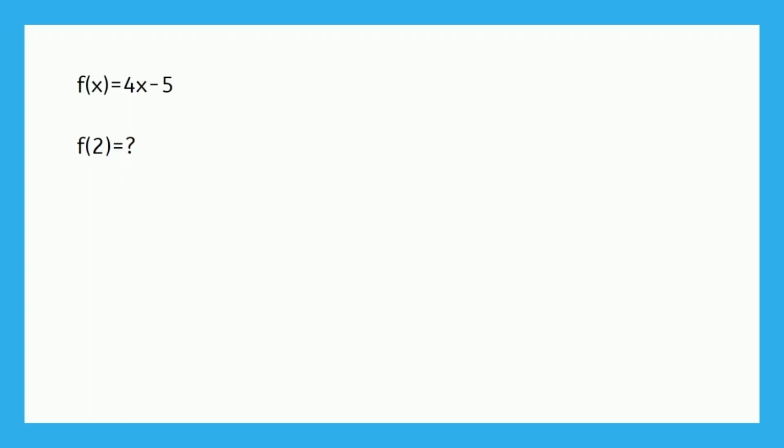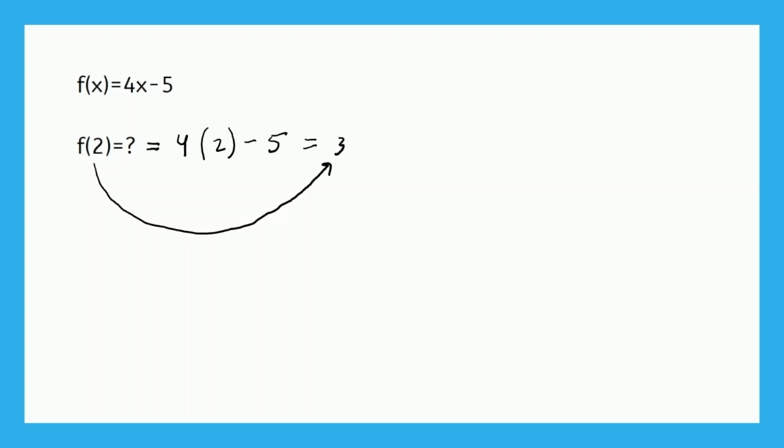Well, it's pretty simple. All you need to do is take this 2 and plug it in for x in the polynomial. In this case, there's only one place that we need to plug it in. So instead of the question mark, we're going to write 4 times 2 minus 5. Now when we simplify this, 4 times 2 is 8, and 8 minus 5 is 3. So f of 2 is equal to 3.